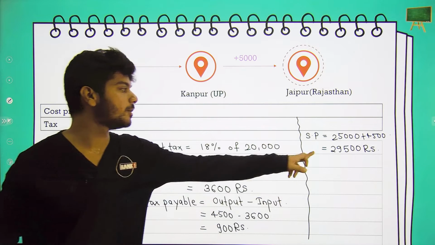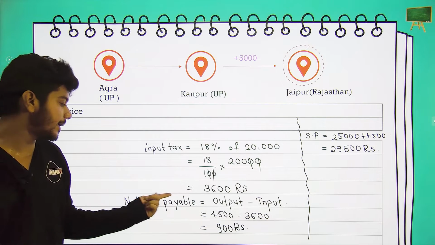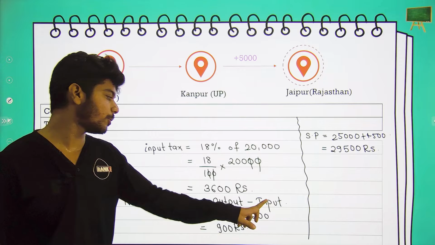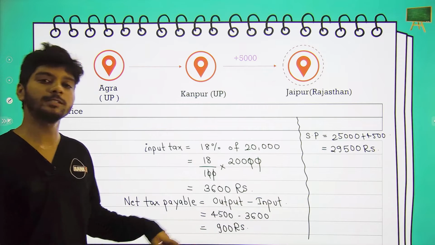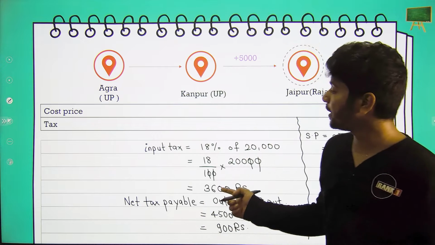Selling price will be this, that is the amount collected from the end user, and the net tax payable would be output minus input, which is 900 rupees. Okay, so I hope this part is clear. Quickly make a note of this.